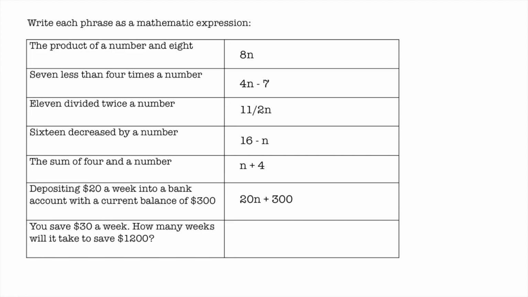And the last one is you save $30 a week. How many weeks will it take to save $1,200? So that is actually an equation because you have it equaling a total of $1,200. So you have 30n equaling 1,200. Then you would just divide by 30 on each side to figure out how many weeks it would take you to save 1,200.